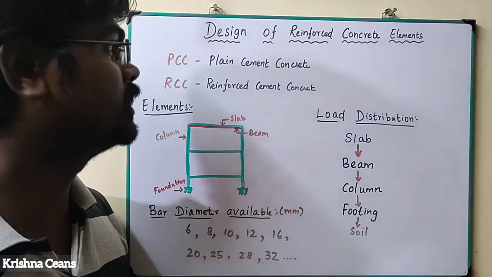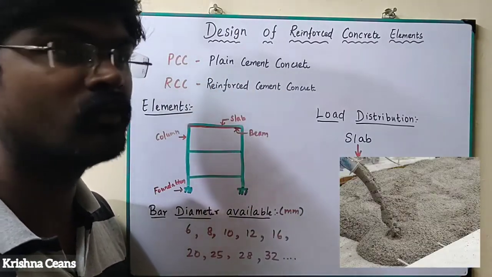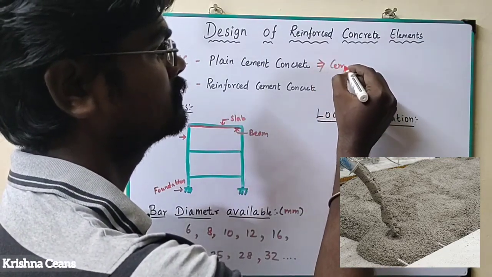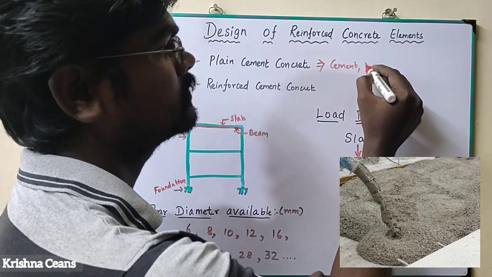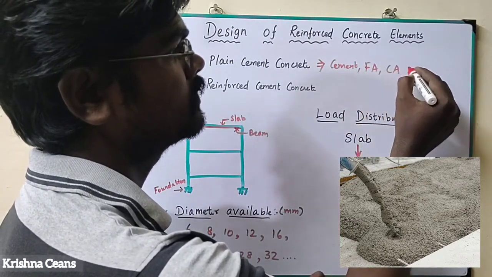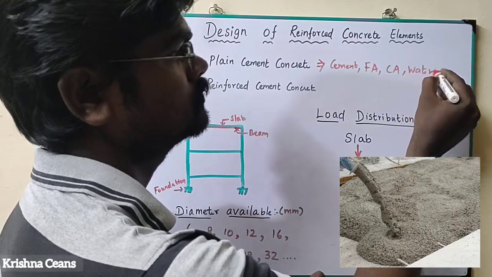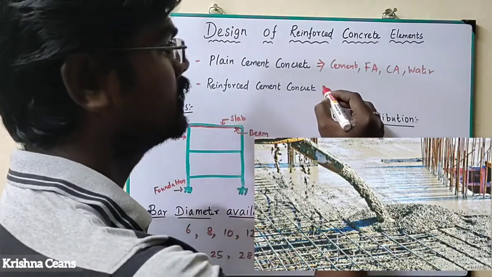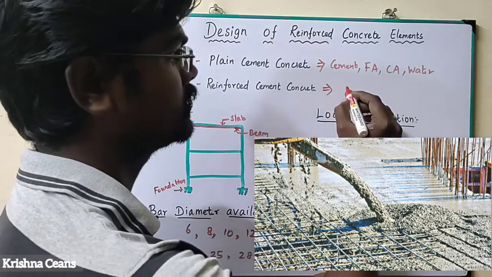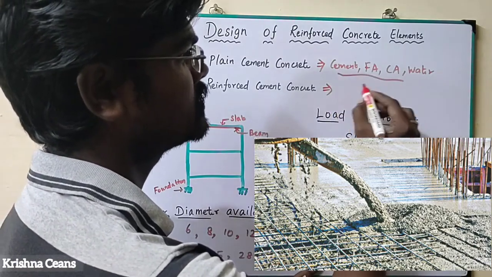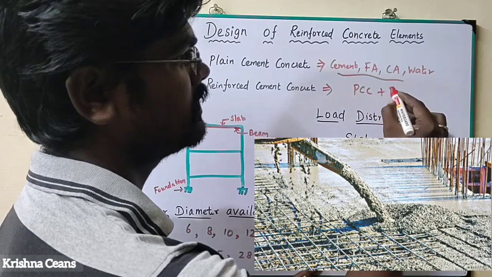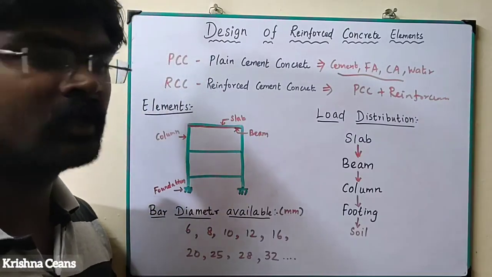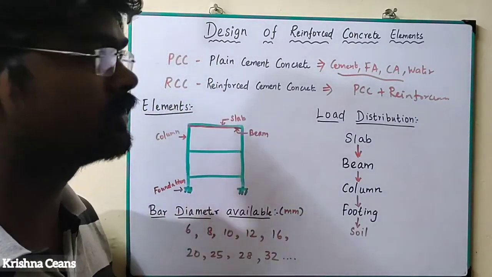PCC is plain cement concrete. What is plain cement concrete? It is nothing but the combination of cement, fine aggregate, coarse aggregate plus water. Whereas reinforced cement concrete means in addition to that we insert the reinforcement. So PCC plus reinforcement, that we call RCC, reinforced cement concrete.